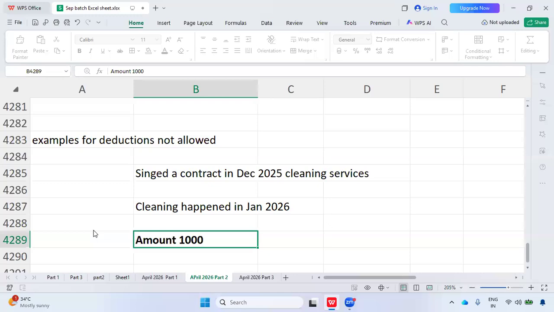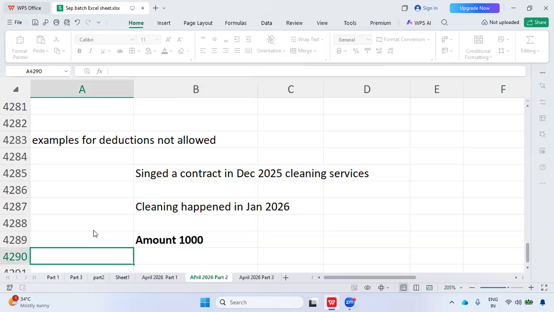Second condition, economic performance. So when did economic performance happen, in 25 or 26? 26. Economic performance happened in 26. So we cannot claim it as an expense in 2025. We can claim it as an expense in 2026 only, because to claim an expense we need to meet both conditions. If not, then we cannot claim. Right? Make sense? Yes.